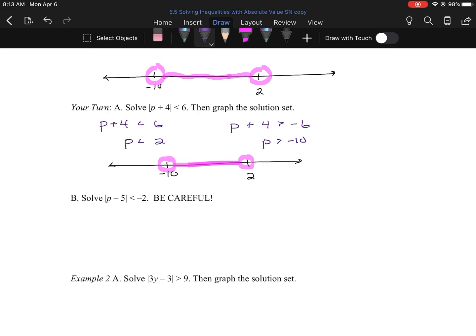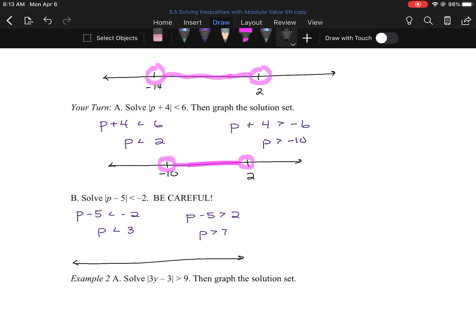All right, so that's what your first inequality should look like. And now we're going to go ahead and discuss the second one because it is something different. So it says we have the absolute value of p minus 5 is less than negative 2. So let's go ahead and do this like we normally would. P minus 5 less than negative 2. P minus 5 greater than positive 2. So I'm going to add 5 to both sides. So P is less than 3. And then I'm going to add 5. P is greater than 7.